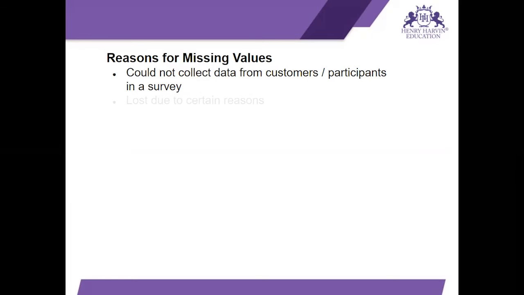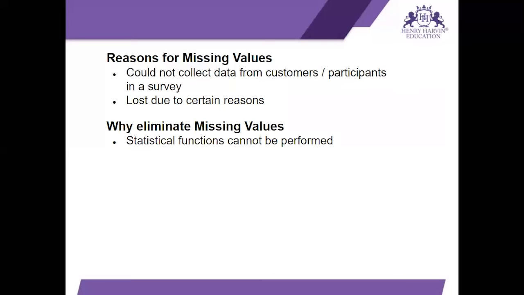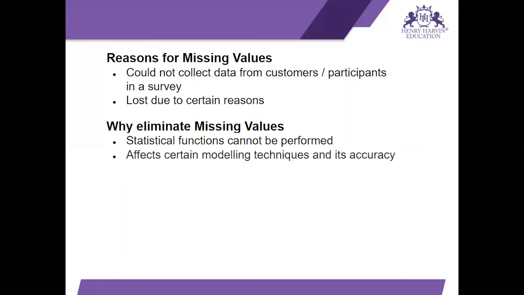Apart from that, there can be a reason that you had that data, but due to some reason, you lost that data. Now, why should we eliminate these missing values? Missing values should be eliminated because if there are a lot of missing values, there will be bias, and also you will not be able to perform any statistical functions on that data set, and it will affect your modeling techniques and their accuracy.